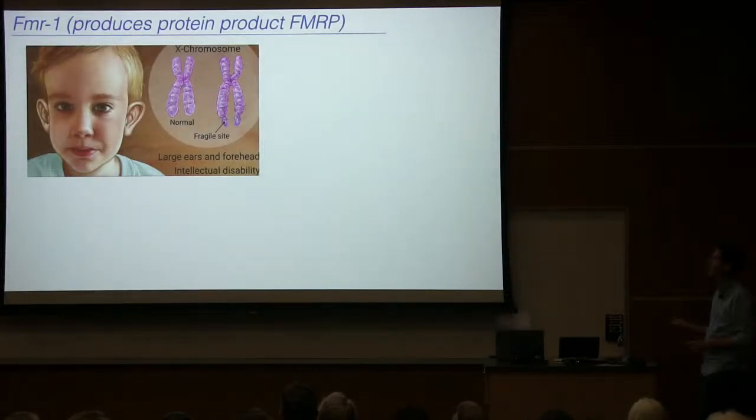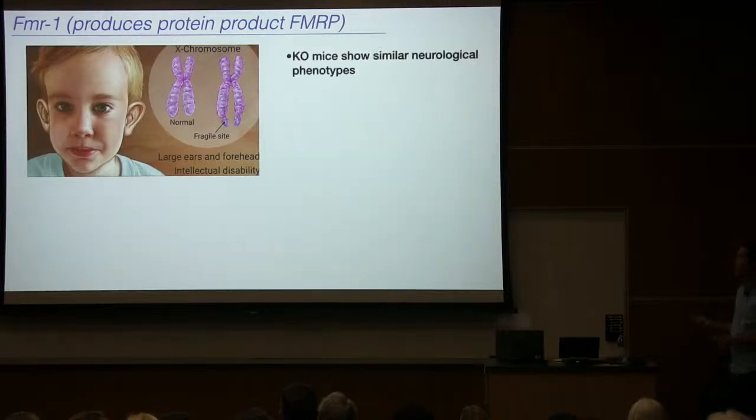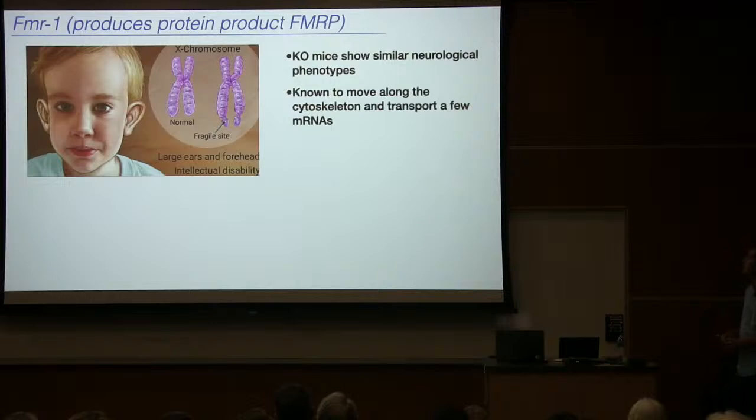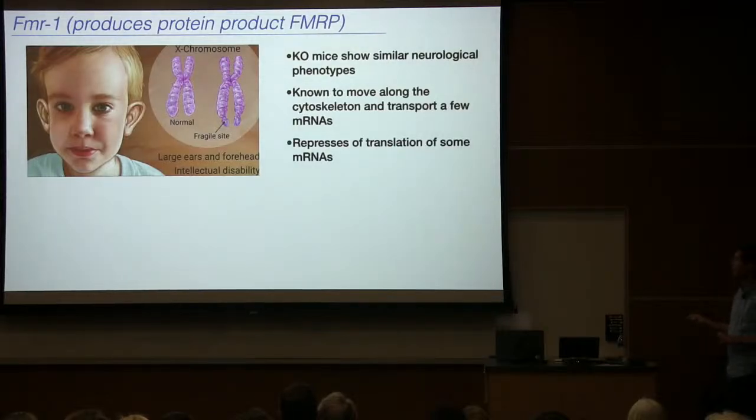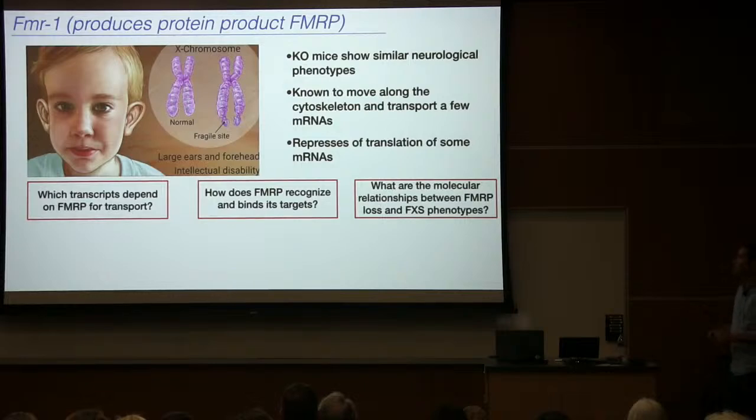So loss of FMRP is associated with Fragile X syndrome in humans, which is associated with intellectual disabilities, including other things. Knockout mice show similar phenotypes. And this protein is known to move along the cytoskeleton and transport a few RNAs, but really which RNAs depend on it are kind of unknown, and how FMRP is recognizing those localization targets is also unknown. And by the way, it also is a translational repressor.